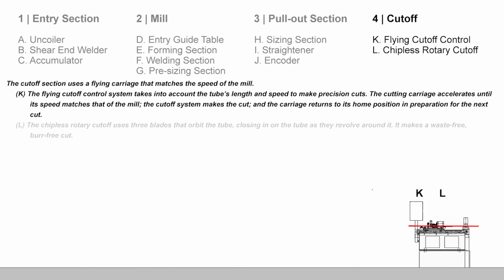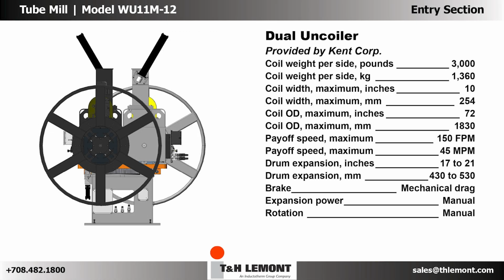for the next cut. The cutting process is carried out by a chipless rotary cutoff unit that uses 3 blades that orbit the tube, closing in on the tube as they revolve around it. It makes a waste-free, burr-free cut. Let's bring all of this information together in a series of images.